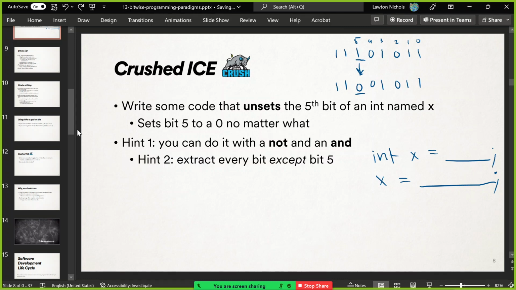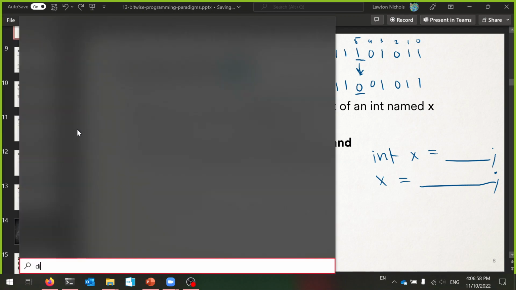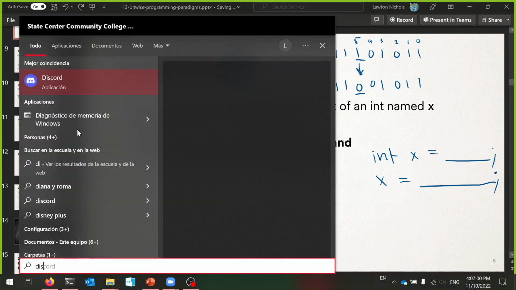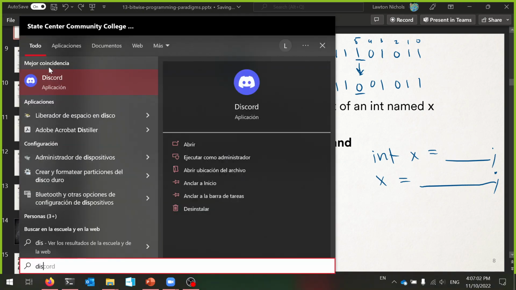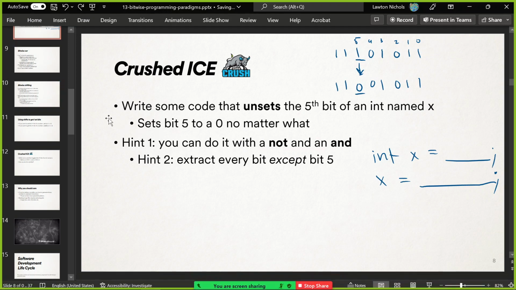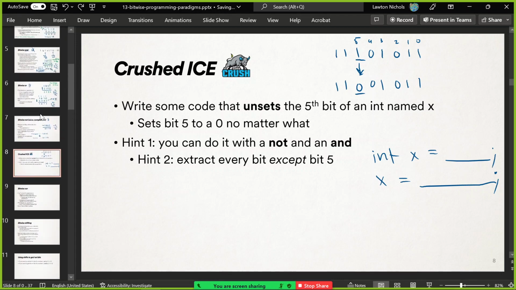So I'll go in Discord and give you those previous slides if you want to look at them. But that is your challenge. I'll give you a few minutes to think about that and help your neighbors. Unset the 5th bit of an int named x using bitwise not and bitwise and. I'll give you those 2 slides.